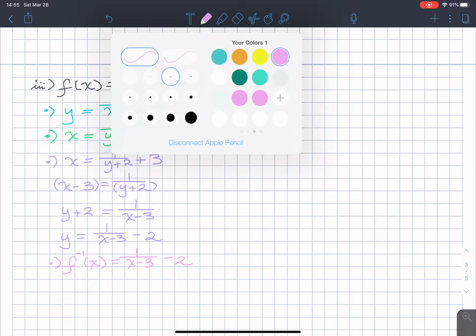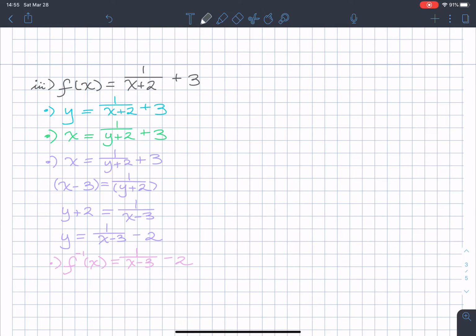Okay, so x and y coordinate axes. X and y. So 1, 2, 3, 4, 5, 6, 7, something like this.